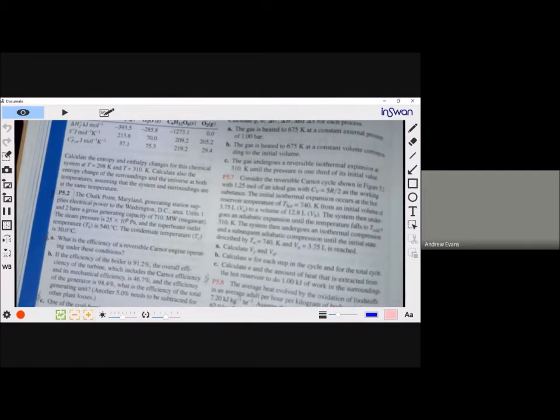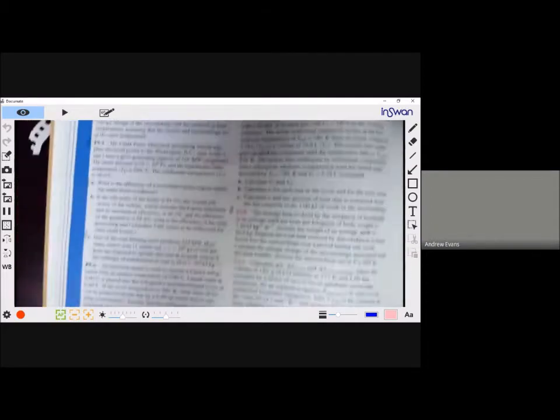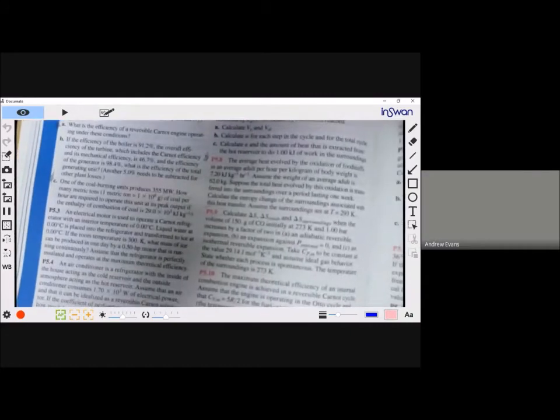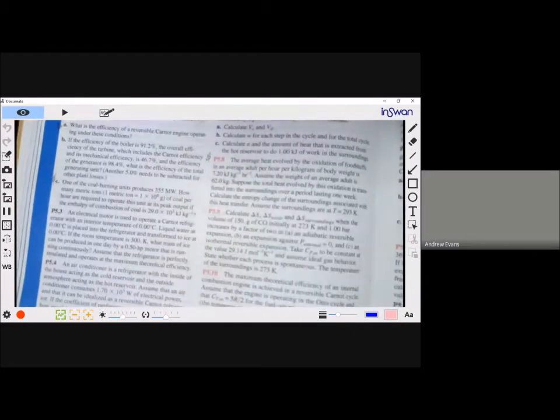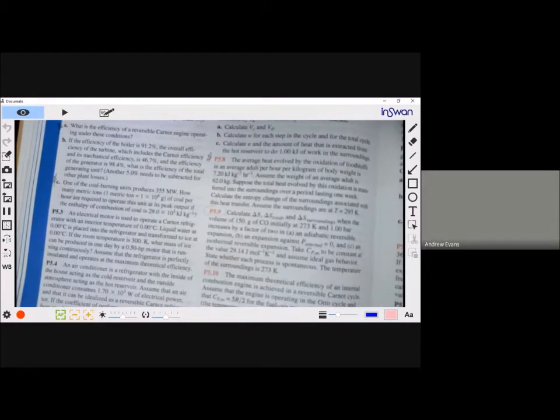And skipping straight to C, one of the coal burning units produces 355 megawatts. How many metric tons of fuel, with a metric ton being a megagram, must be burned per hour to operate this unit at its peak output if the enthalpy of combustion is 29 times 10 to the third kilojoules per kilogram of coal?